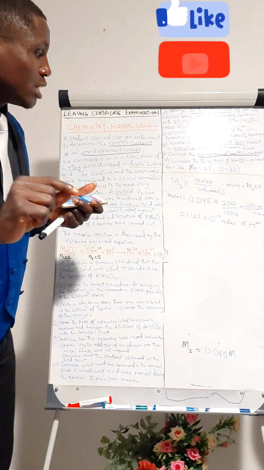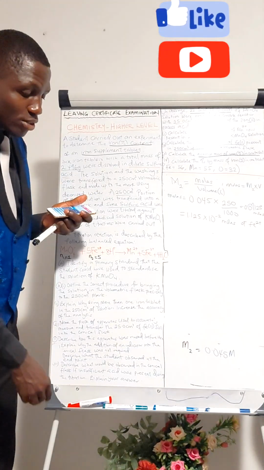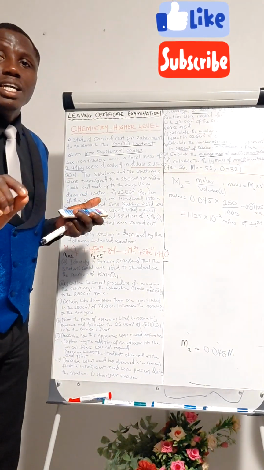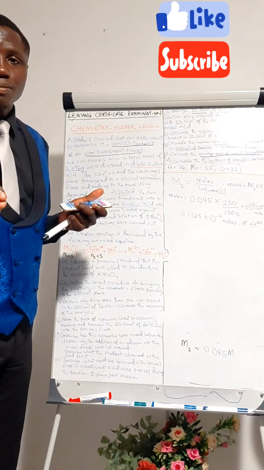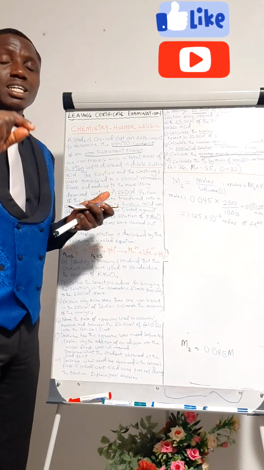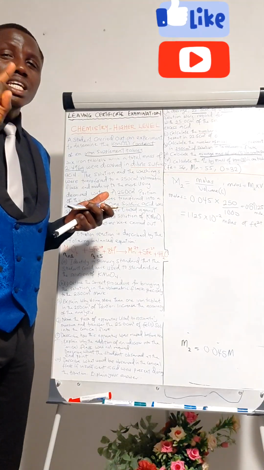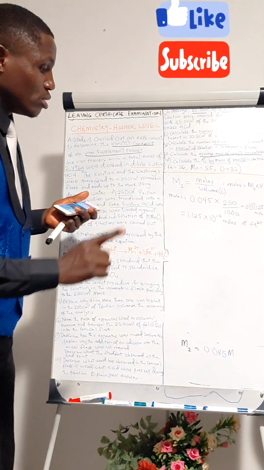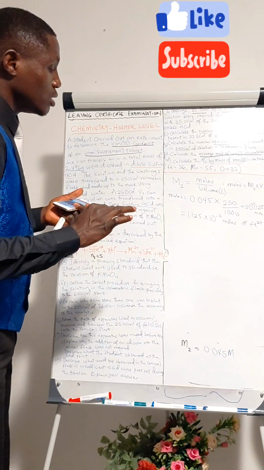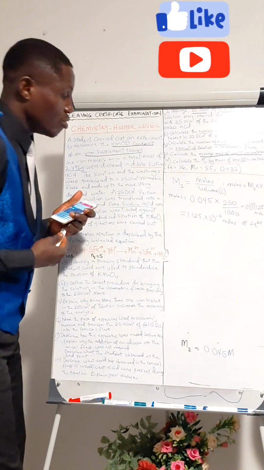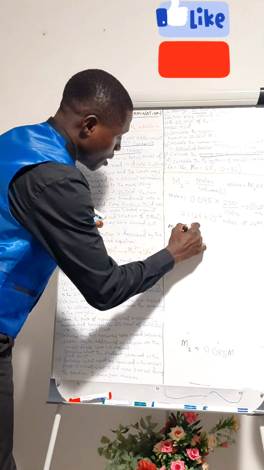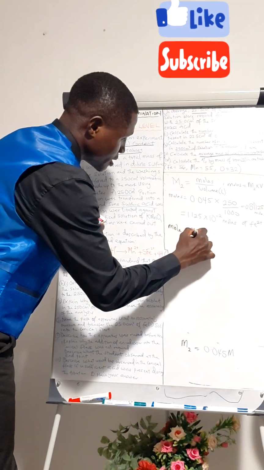So what we are going to do is get the iron content first in the 6 tablets. What is the amount of iron in 6 tablets before we can get the iron content in each tablet? To do that, we are going to use the formula: moles equal to mass over molar mass.